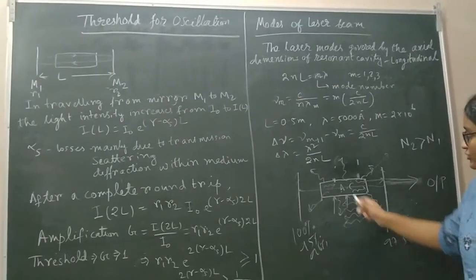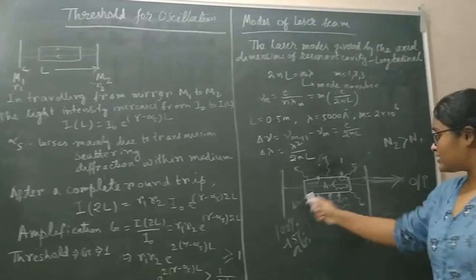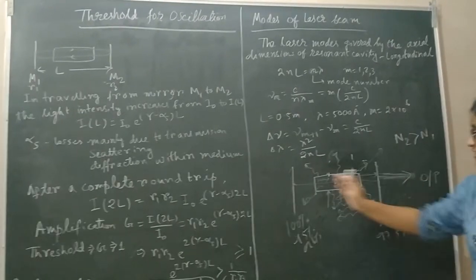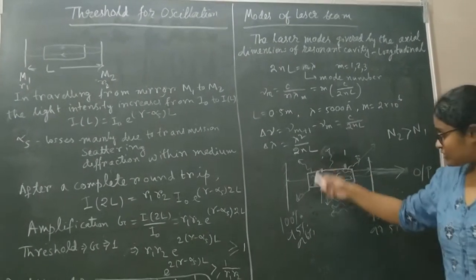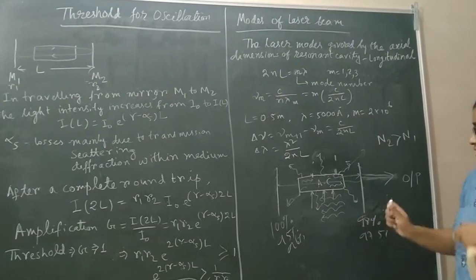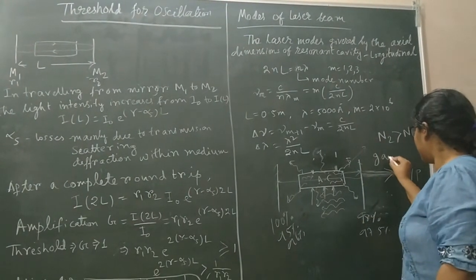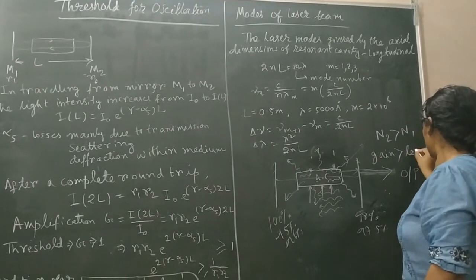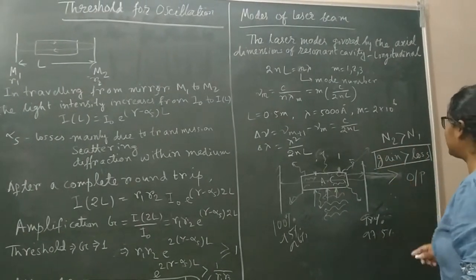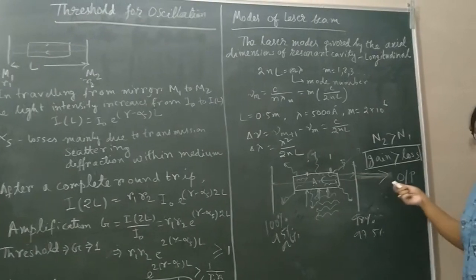So there are losses due to scattering, losses due to diffraction inside the active medium, and losses due to the mirror reflections, because there is some transmission from both mirrors, as none of the mirrors is 100% reflective. Now the laser will only happen when the gain in the medium is greater than the loss within the medium. Whenever the gain is greater than the loss, we can get the laser output.